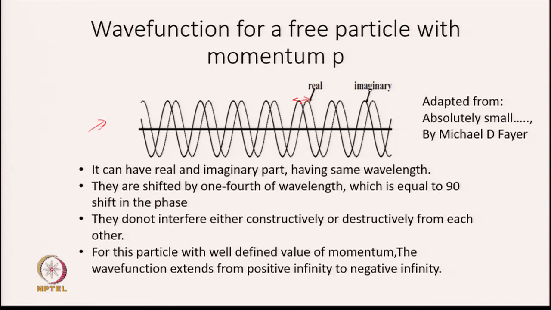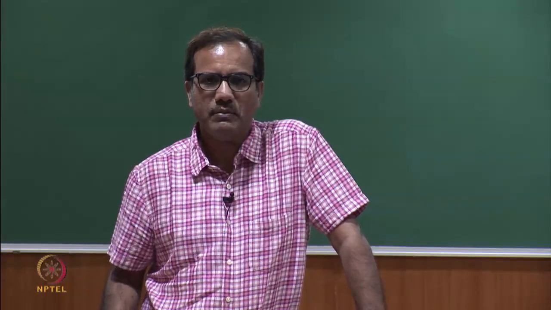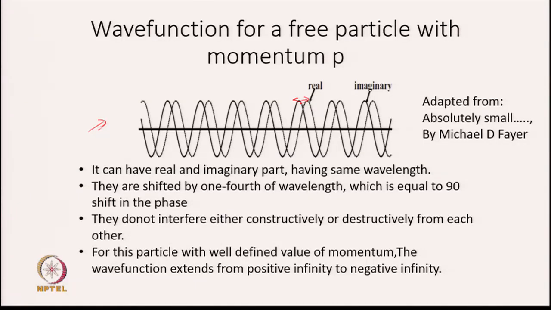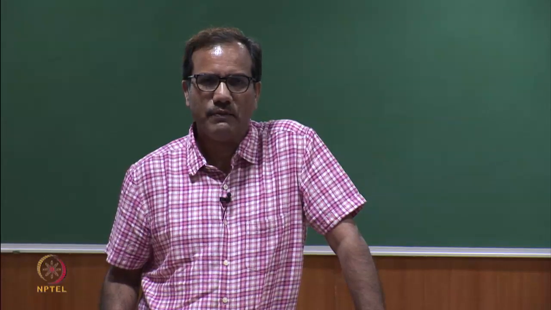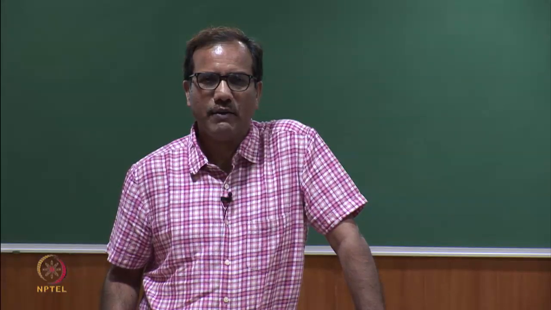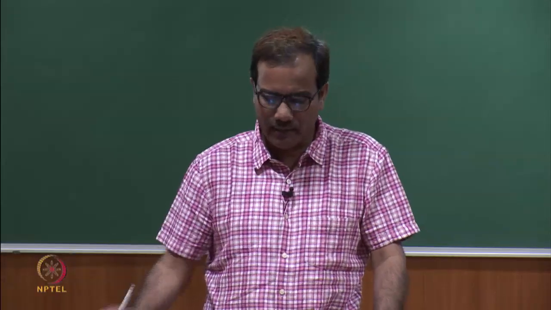These two waves do not interfere either constructively or destructively with each other, for this particle with a well defined value of momentum. Since there is one wave of one wavelength, it has a well defined value of momentum. Here the wave function extends from positive infinity to negative infinity. Since the probability of finding a particle is proportional to the wave function squared, you can find the particle anywhere between positive infinity and negative infinity.